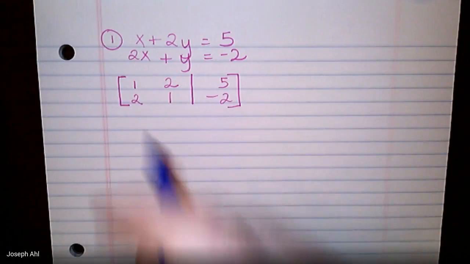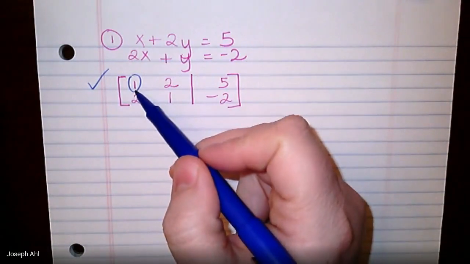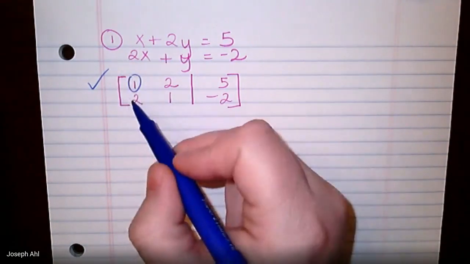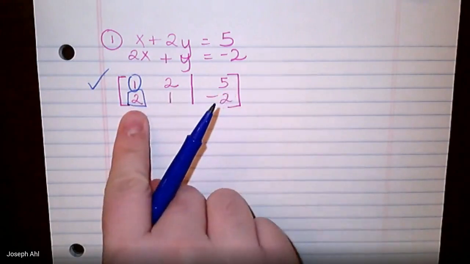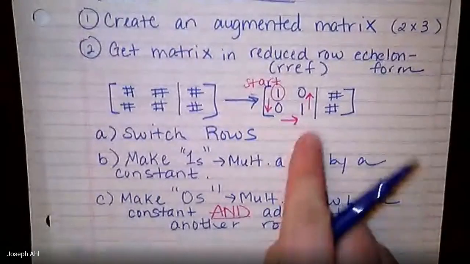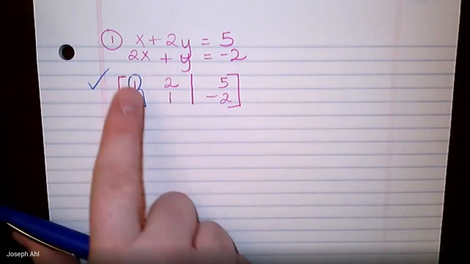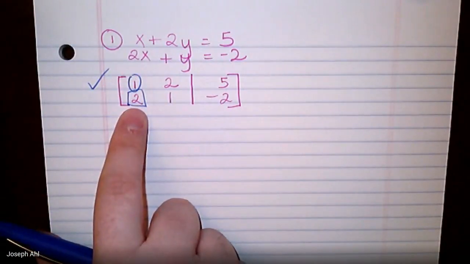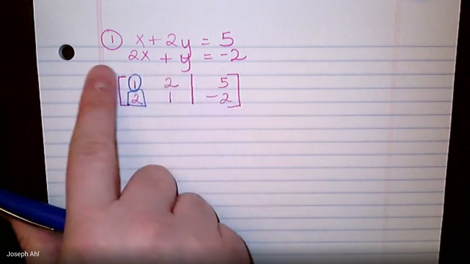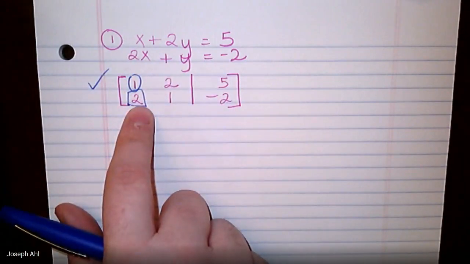Step 1, make this into a 1. Check, already done. We don't have to do anything additional to make this into a 1. So if that's already a 1, then you get to move on to this step where I want that 2 to be a 0, right? We're trying to make the matrix look like this. So how do I make a 0? The direction said multiply a row by a constant, and then you're going to add it to another row. So what I want to do is I'm going to multiply this top row by a constant, such that when I add it to this row, it becomes 0.